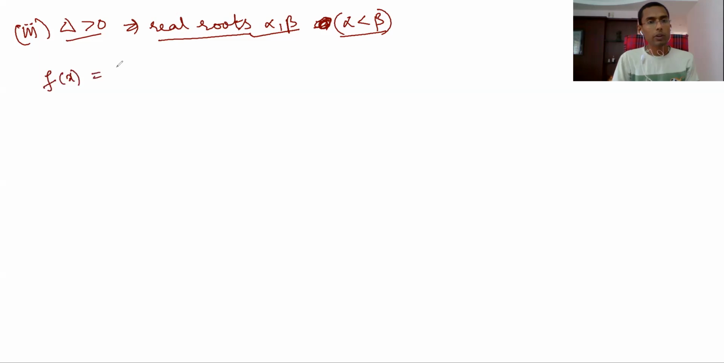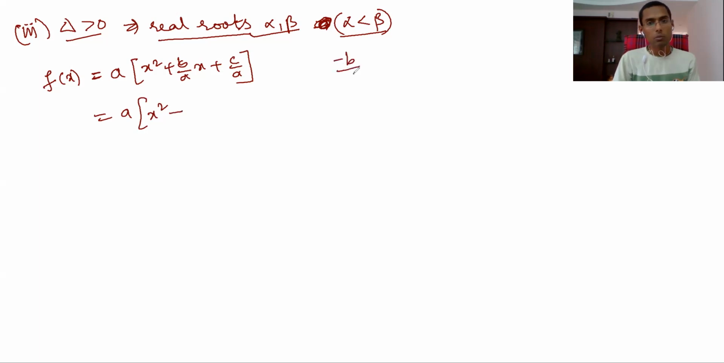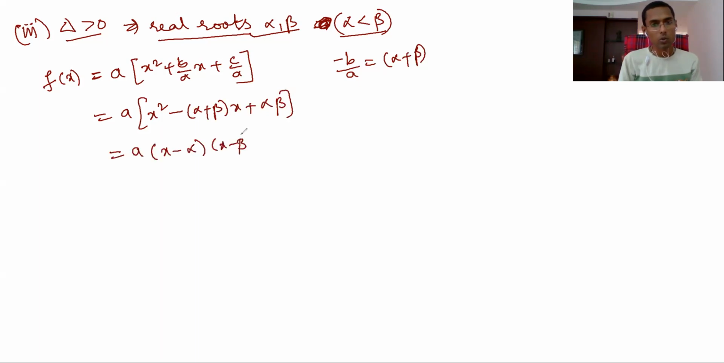F of x equal to, if I take a common, what are you going to get here? x square plus b by a into x plus c by a. Here a into x square, this is minus b by a, where minus b by a is alpha plus beta. So b by a is minus of alpha plus beta into x, plus this is alpha beta. This you can write as a into x minus alpha into x minus beta. Now here f of x by a, I am going to write, is x minus alpha into x minus beta.